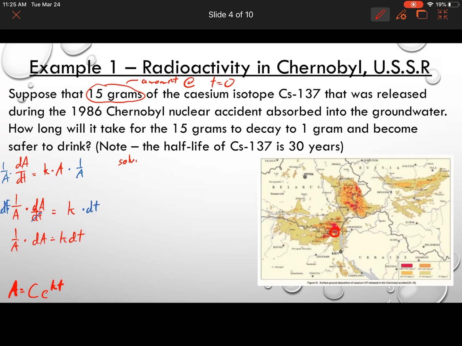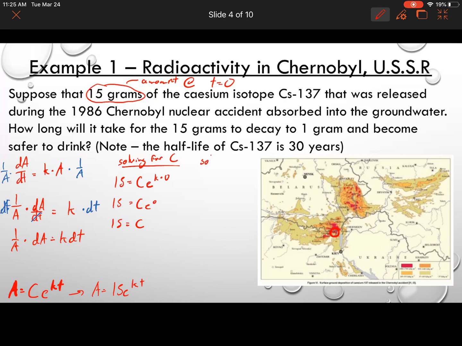So solving for C. Okay? So we have 15 grams when t is equal to 0. So that means we have 15 is equal to capital C times e to the power of 0. Anything to the 0 power is 1. So it looks like capital C is 15. Okay? So now we're going to solve for K. So now this equation is A is equal to 15e to the power of kt.